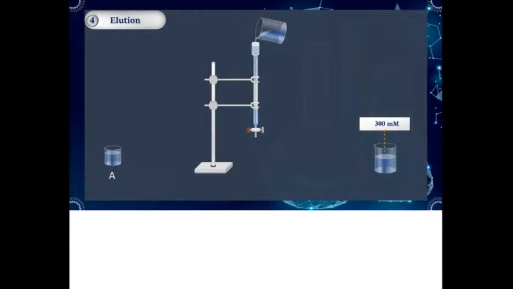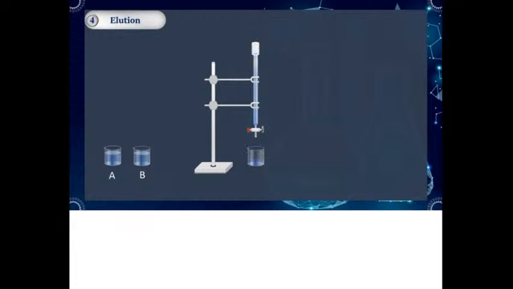Protein B has the lowest net positive charge, so it can be eluted first. Then, protein C, with the highest net positive charge, can be eluted next, by increasing the salt concentration.